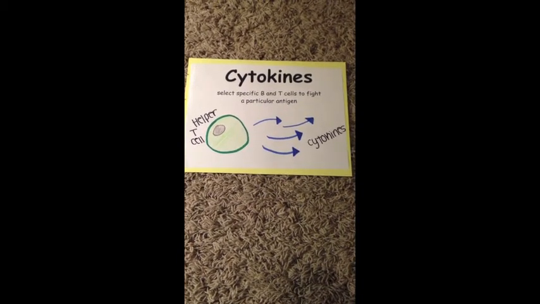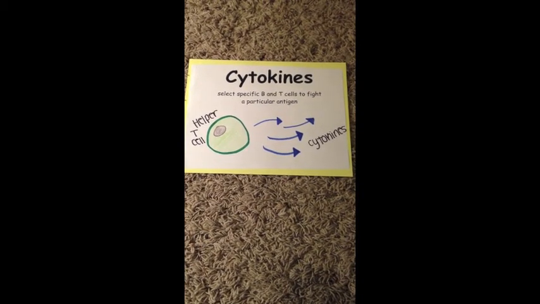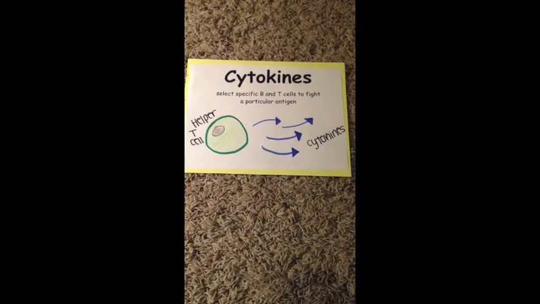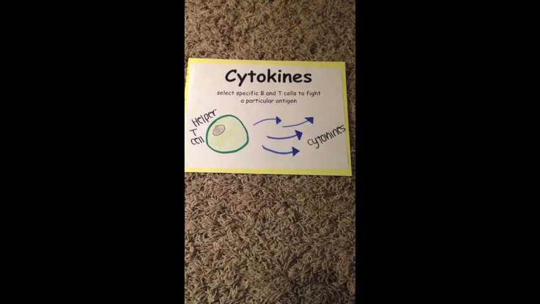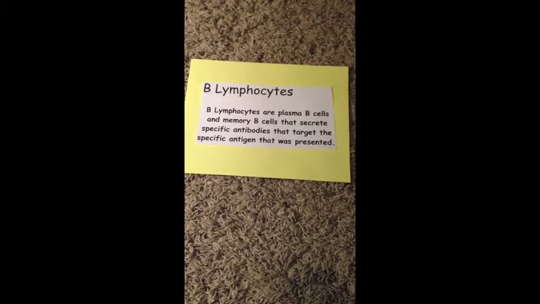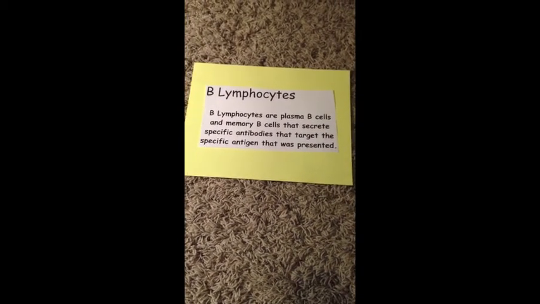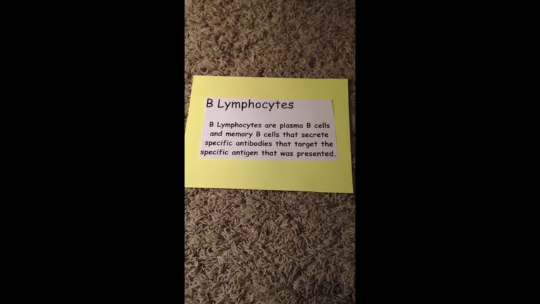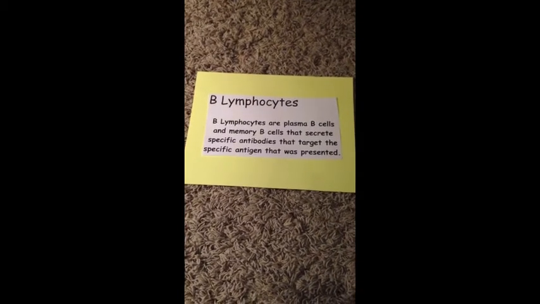Cytokines select specific B and T cells to fight a particular antigen that is extracellular, which means found in the plasma of blood. The specific B lymphocyte that is selected will be cloned and specialized into plasma B cells and memory B cells that secrete specific antibodies that target the specific antigen that was presented.